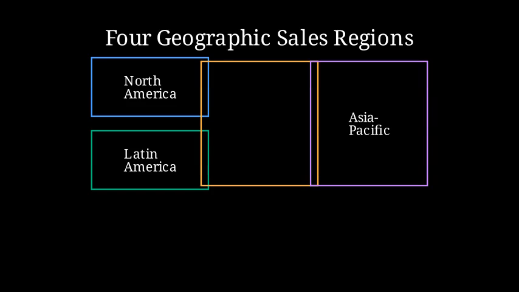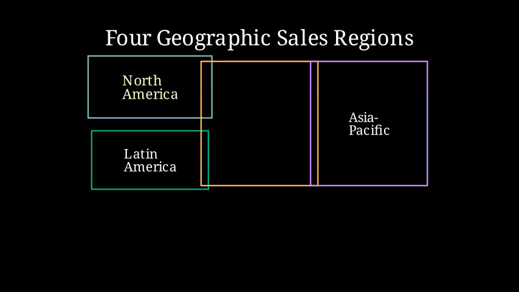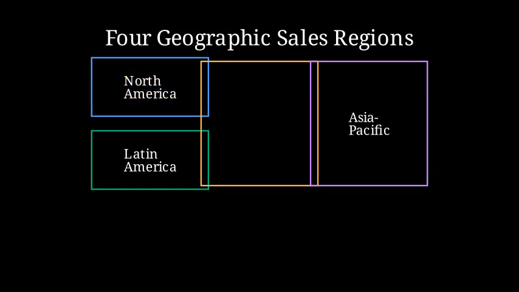Step 2 is to identify the first 2 regions. The first region is North America. This includes countries like the United States and Canada. The second region is Europe-Africa, a big block combining Europe and Africa into one market.